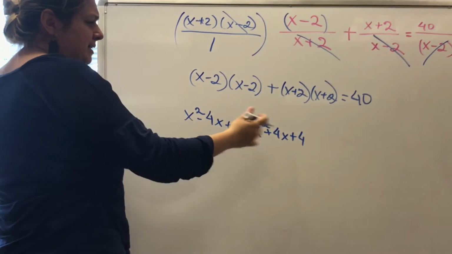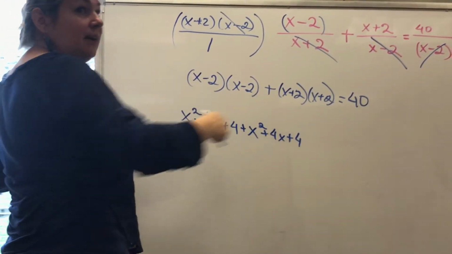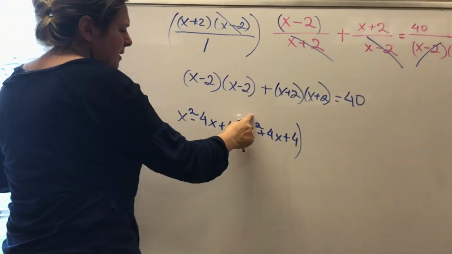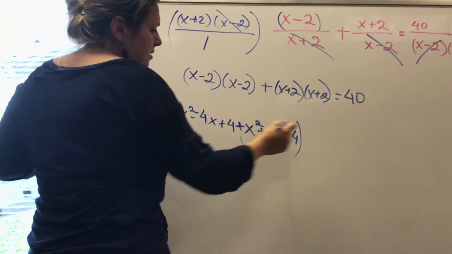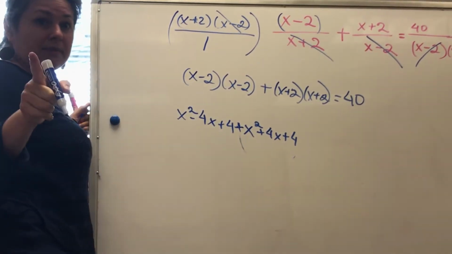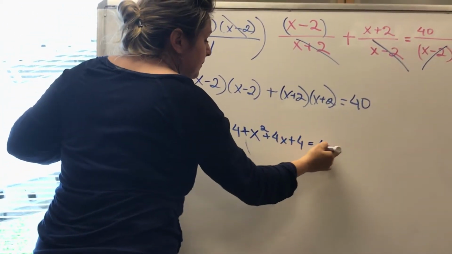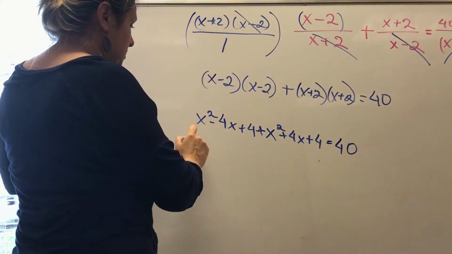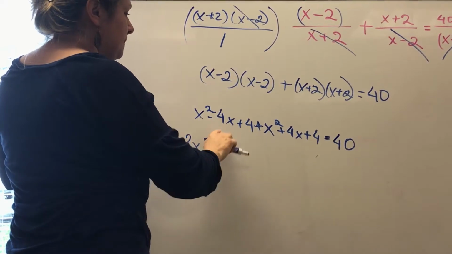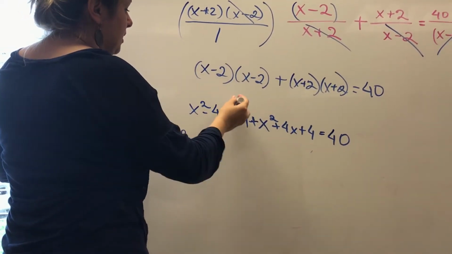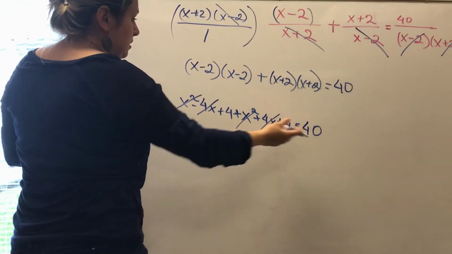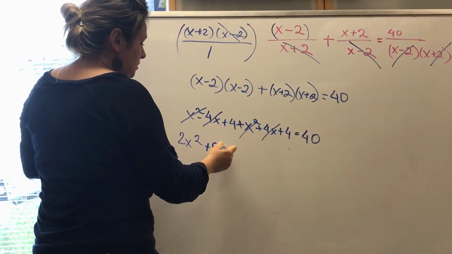And I'm opening parentheses immediately because I have a plus. If I had a minus, I would ask you guys to distribute. But I don't because I have a plus, so might as well just remove it. Can you see me? Okay. Equals 40. Okay, let's combine like terms. X squared and x squared, 2x squared. Minus 4x plus 4x disappears. 4 plus 4 is 8. Equals 40.